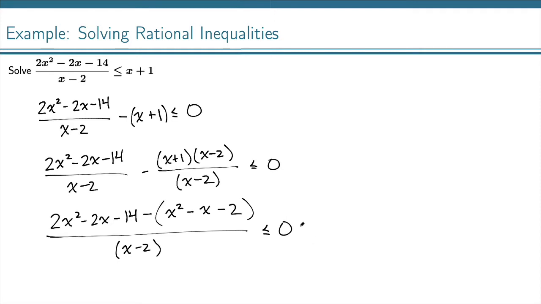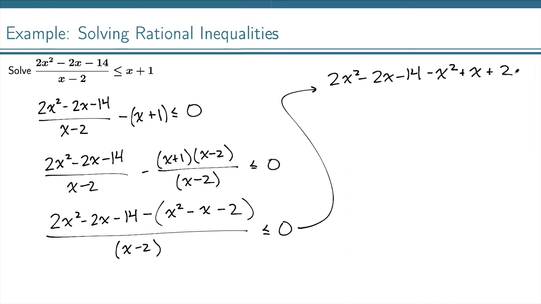Okay, now we can distribute that negative in the numerator. So we have our 2x squared minus 2x minus 14, and then minus x squared plus x and plus 2. And that's all over the x minus 2 and less than or equal to 0.